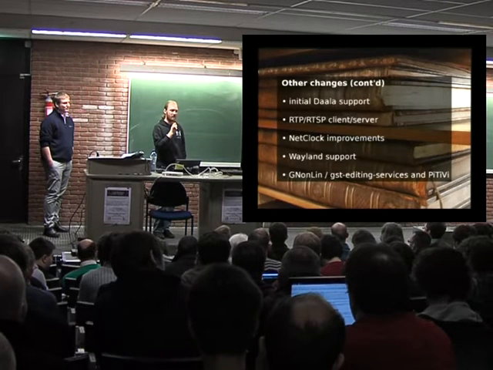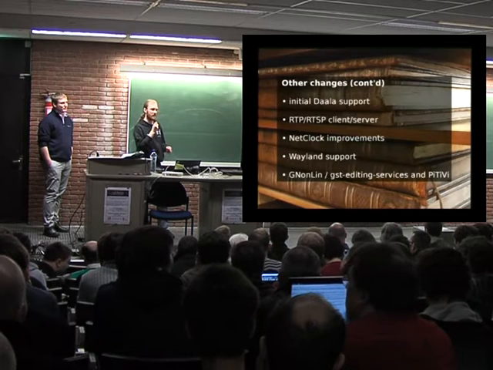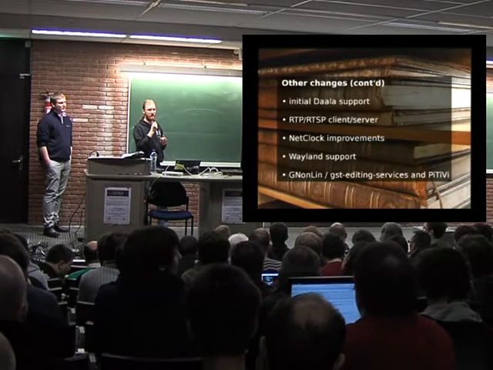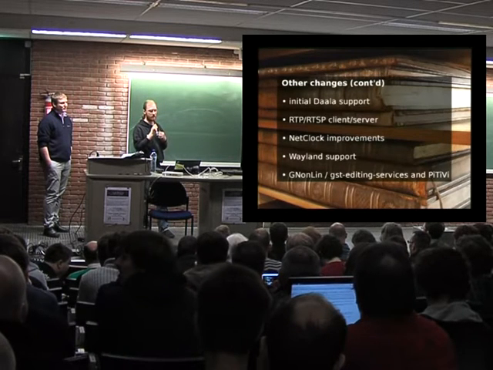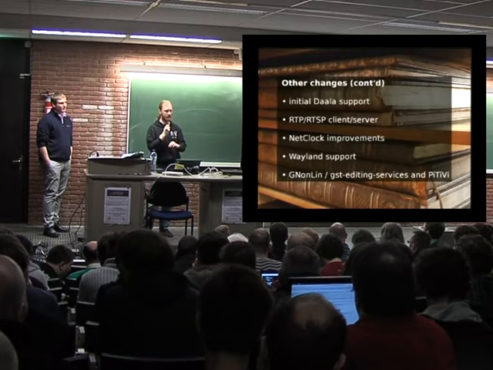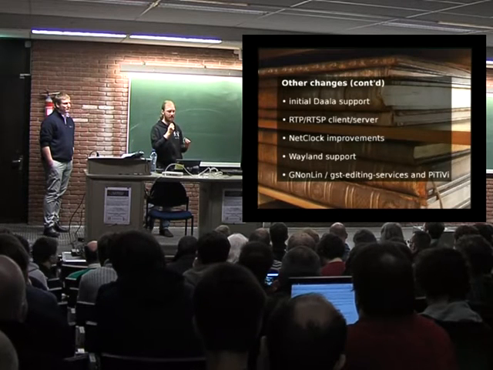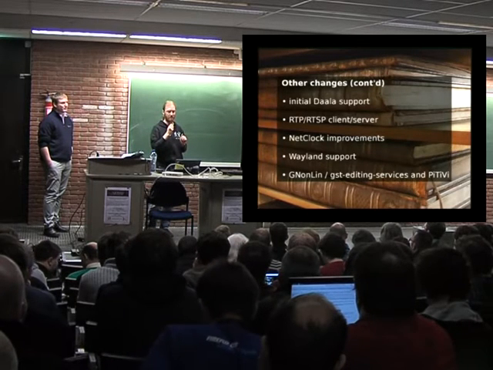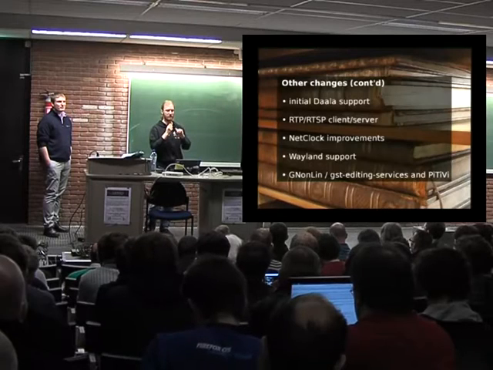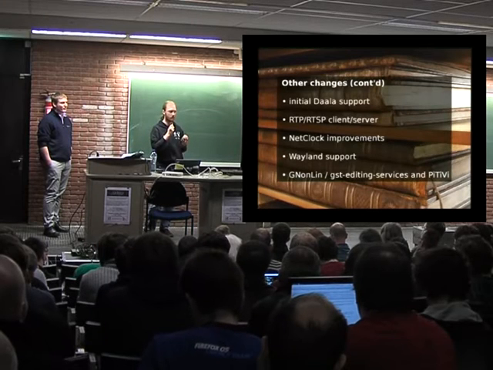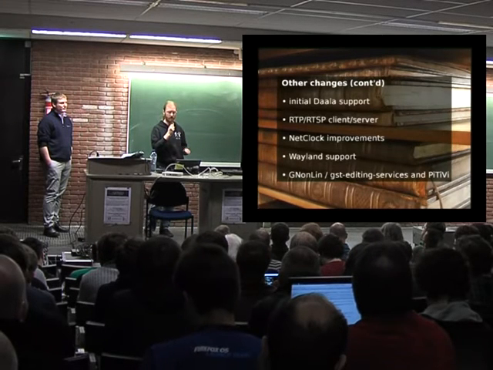Then we improved the net clock support in GStreamer. So what does that mean? We have a generic object in GStreamer that allows you to share a clock of a single device over the network with all other devices. So what you can have, for example, is all kinds of displays showing exactly the same video and audio completely synchronized between devices.